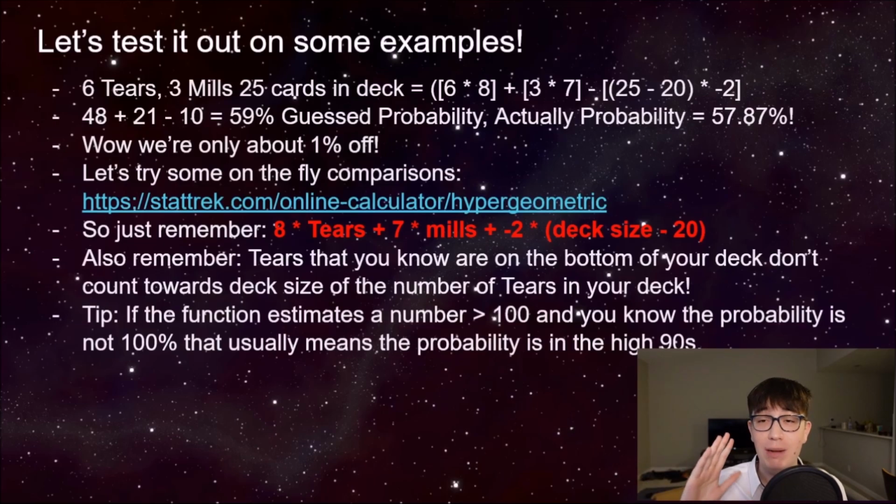57.87%. So we're only about 1% off, which is mind-boggling, right? This is super, super cool. And anyone can do this math. You'll get really good at doing these calculations once you've done them like 4 or 5 times. You just practice a little bit, right?